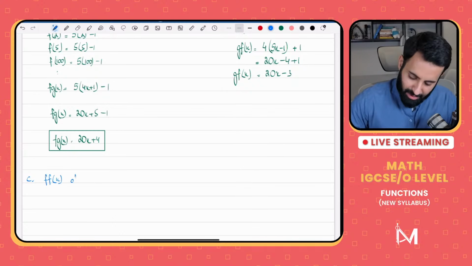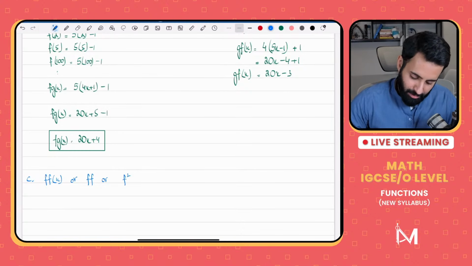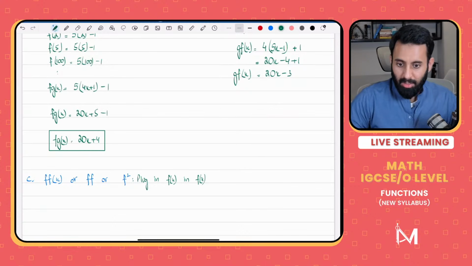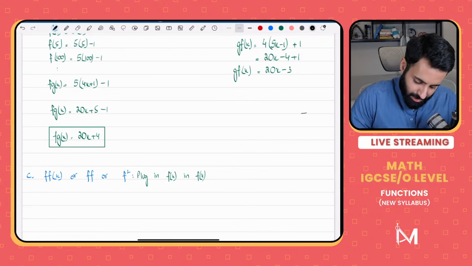So let's say here's part C, which is f of f of x. Or the question might even say ff, or the question might even say f squared. They all mean the same thing. What do they mean? They basically mean that we plug in f of x in f of x. Okay, plug in f of x in f of x. Okay, and here I would like to add an important note.